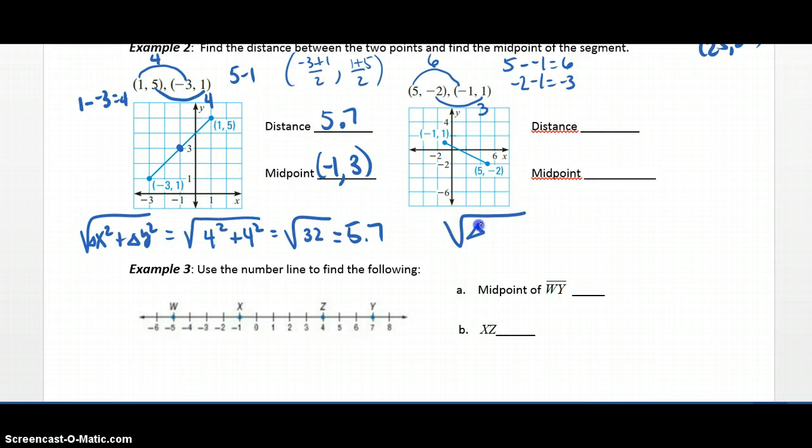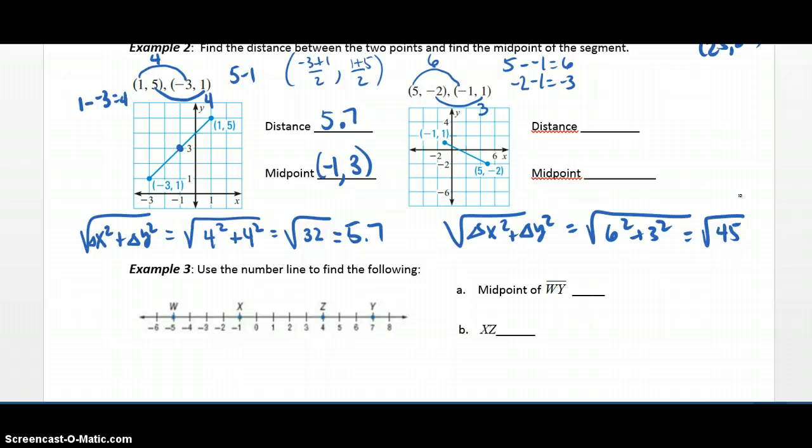So my change in x squared plus change in y squared, 6 squared plus 3 squared. Let's see, that's 36 plus 9, that's 45. And the square root of 45 is about 6.7.